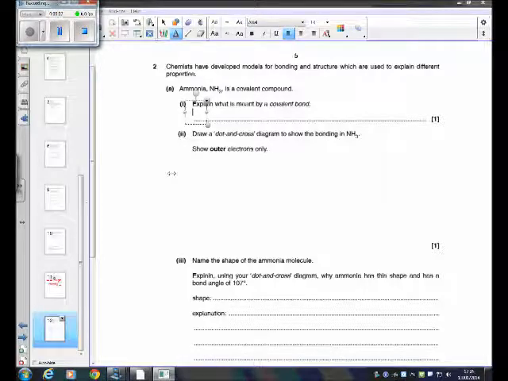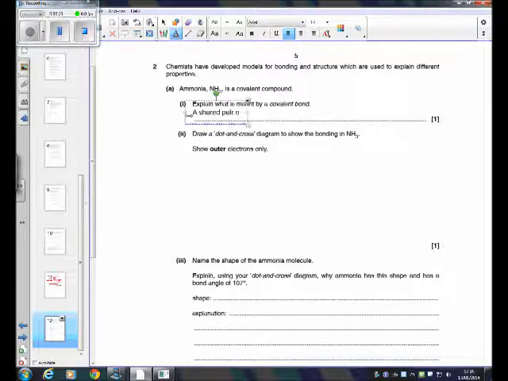So question number 2. Chemists have developed models for bonding and structure which are used to explain different properties. Ammonia, NH3, is a covalent compound. Explain what is meant by the term covalent bond. So for this, all you need to do for 1 mark is put a shared pair of electrons.